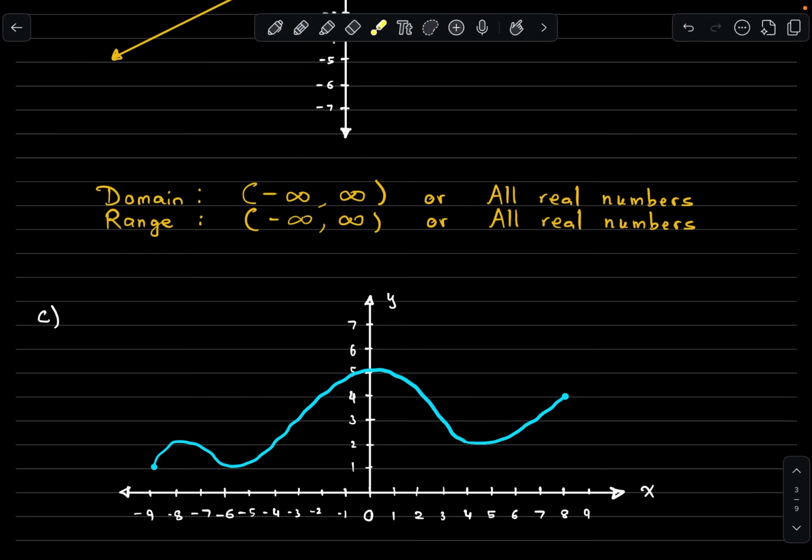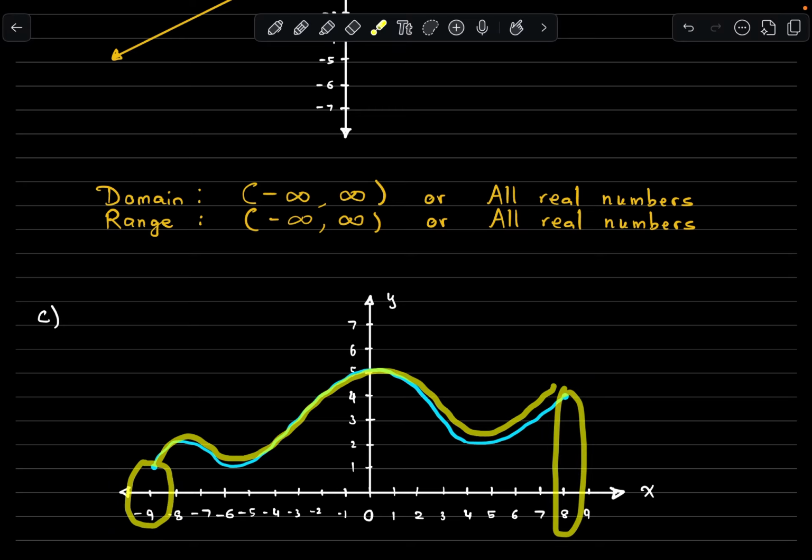And then for example C, well, we've got a curve here, but unlike before, we don't have these arrows out here, right? So we've got a point here and a point here. So we do have endpoints this time. So we're not going to be running from negative infinity to positive infinity. Instead, our domain, well, our x values are running from negative 9 up to 8. But it does cover everything else in between, okay?